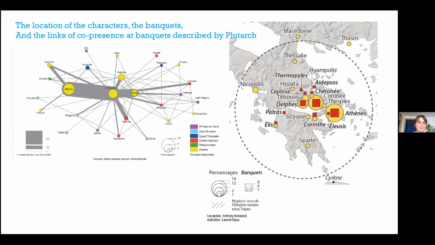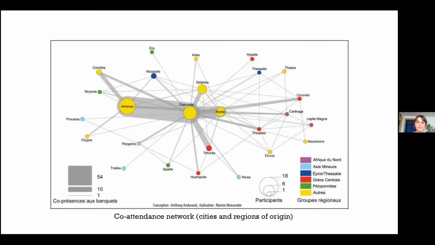So on the left, the aggregation depends on the city where the participants are from. And here you can see that there is a big importance of Chaeronea, which is the city Plutarch is from, and where many of the characters he is in relation with are also in Chaeronea or from Chaeronea. And then what we also realized working on this network was that he was really central. So if you remove Plutarch from the network, the relations with the Roman Empire are less strong.